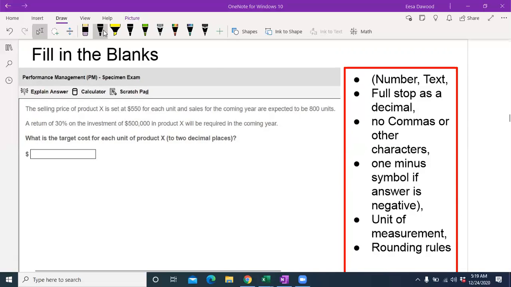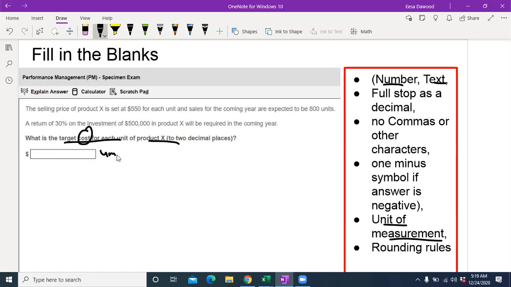Okay, so fill in the blank questions, number entry questions, not just numbers, it could be text as well. So it could be a number that you're entering, it could be text. You need to be very careful what is allowed there and what is not allowed. One thing, the unit of measurement of what you need to calculate, for example, what is the target cost for each unit of product X? So it's a cost, and you can see the unit of measurement. It will sit outside the box.